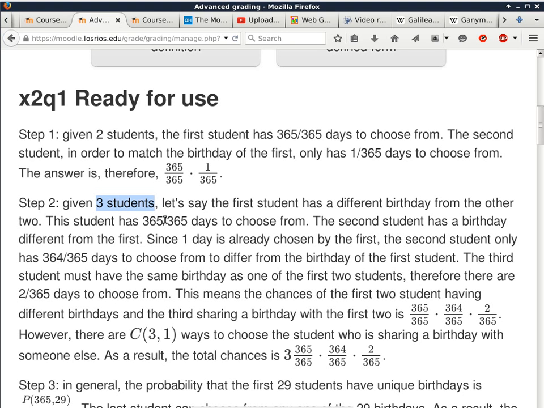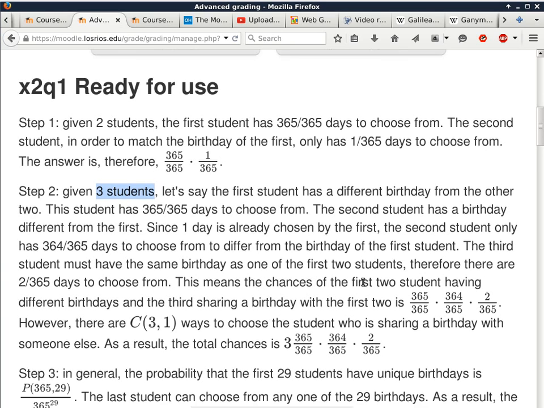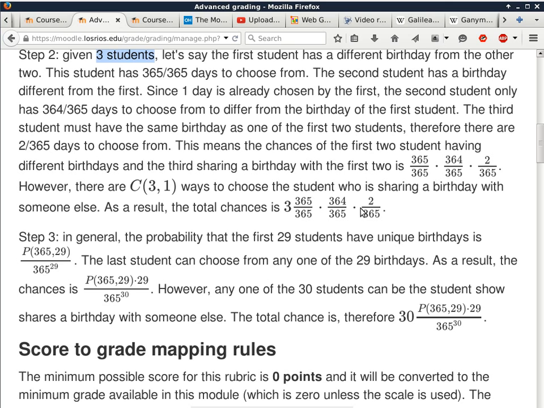Basically, it is this number times this 3, which comes from the number of ways that you can choose 2 out of 3 students. That's basically what it is. Right? Okay. Moving on to step 3, which is the general case. This one is not finalized yet, because this number should be out. I should just keep this 3 here, and 3 over 365.